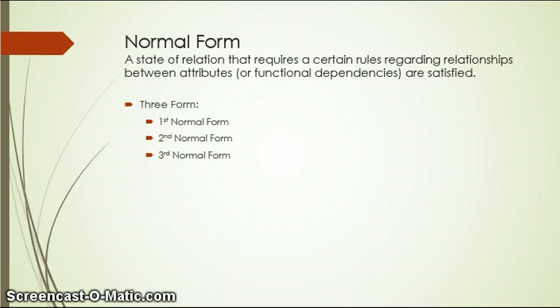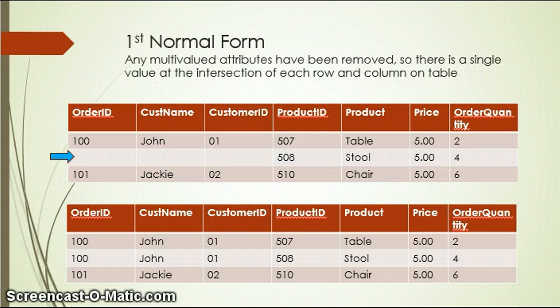To normalize, we will need to put data in normal form, which is a state of relation that requires that certain rules regarding relationships between attributes are satisfied. There are three forms: first, second, and third normal form. First normal form. Any multi-value attributes have been removed, so there is a single value at the intersection of each row and column on the table.